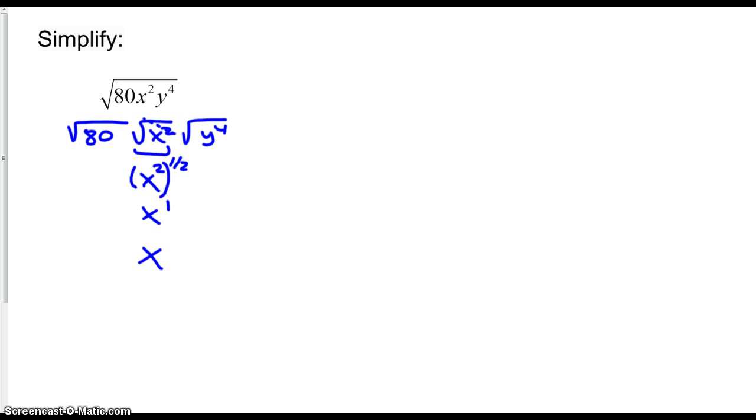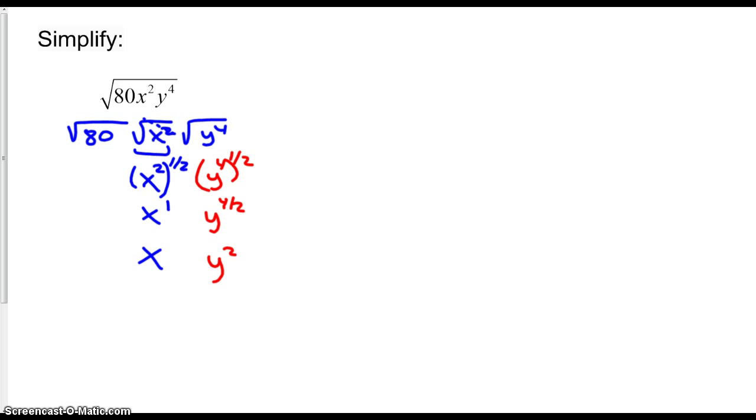Let's take a look at the y for a second here. This is y to the 4th, and then raised to the 1/2 power. So, right, isn't this y to the 4/2? Right, and so that's y squared. So what I want you to notice is a square root just divides the exponent by 2, right? So this y to the 4th becomes a y squared.